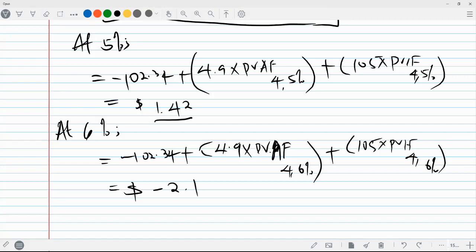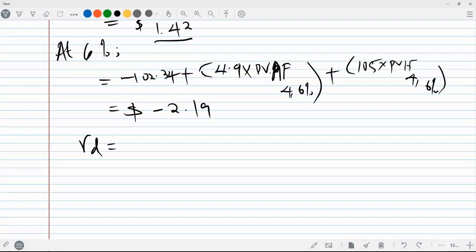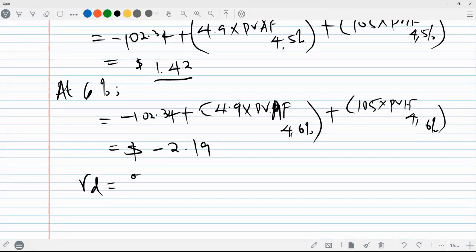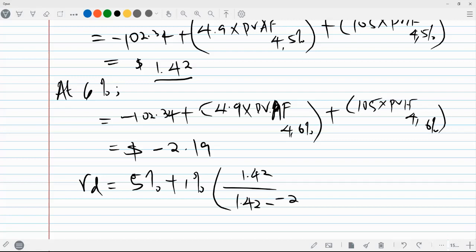I'm getting negative 2.19. Confirm. Yeah, correct. Therefore, the cost of the rate will be equal to 5% plus the difference between the two rates, 1%, times 1.42 over 1.42 minus negative 2.19. You get 5 points.